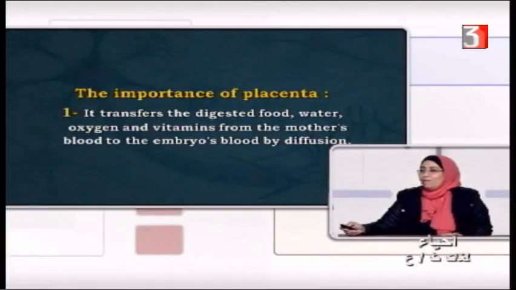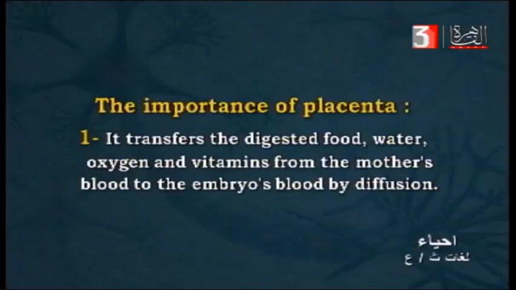The importance of the placenta. The placenta transports the digested food from the mother to the baby. It transfers the digested food and water, also vitamins and oxygen, all from the mother's blood to the embryo's blood by diffusion. Diffusion is a process by which a substance is transferred from high concentration to low concentration. We can transfer anything by diffusion from high concentration to low concentration.